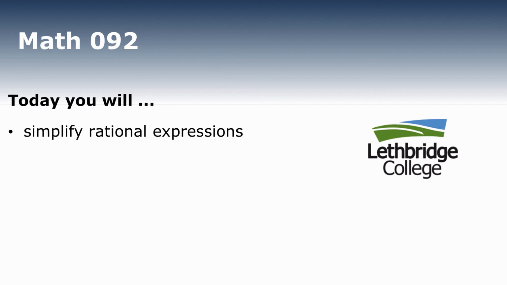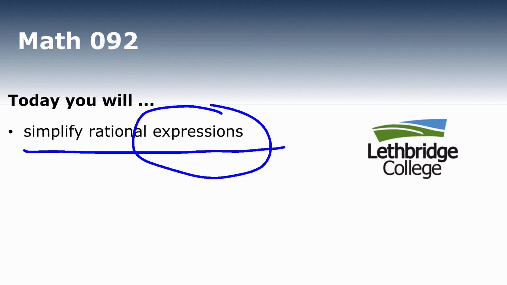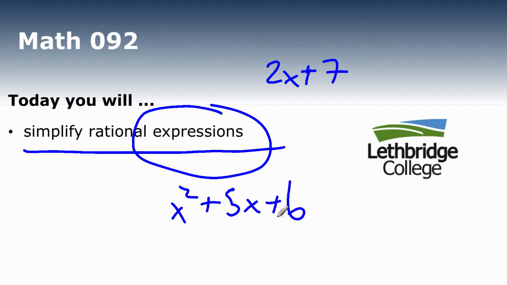All right, in this video we are going to look at simplifying rational expressions. That's what we want to be able to do by the end, is be able to simplify a rational expression. Just in starting, remember that an expression is just like some x's or some numbers together, like 2x plus 7. It's an example of an expression. Or x squared plus 5x plus 6. Those are expressions. So I want to simplify these kinds of things.